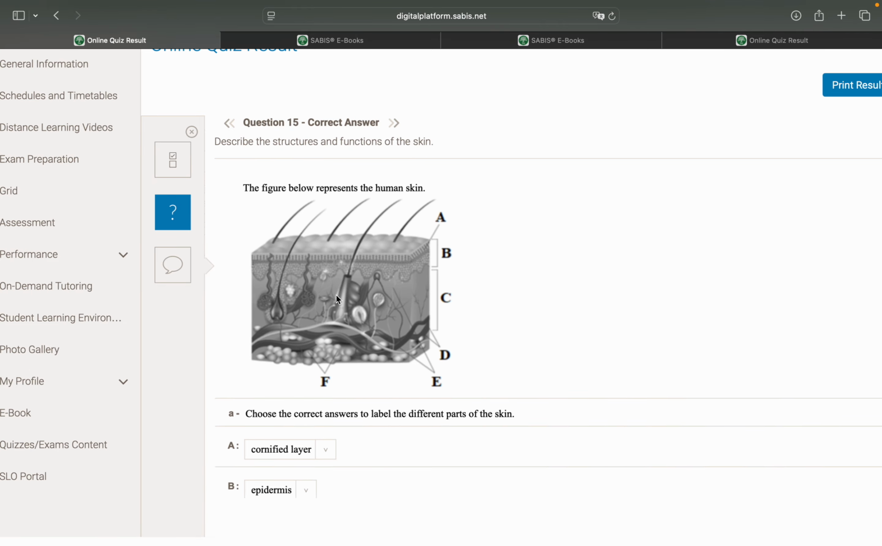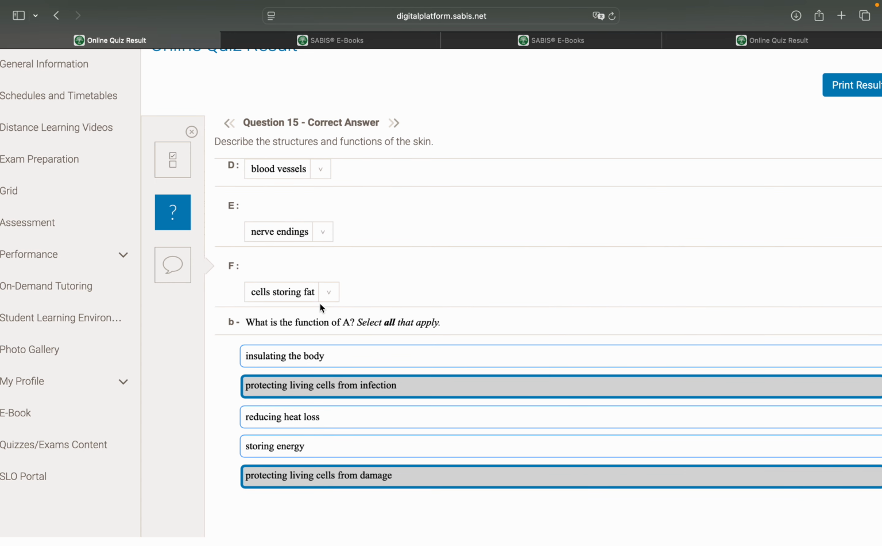What is the function of A? A is the cornified layer. It's protecting living cells from infection, and it's protecting living cells from damage.